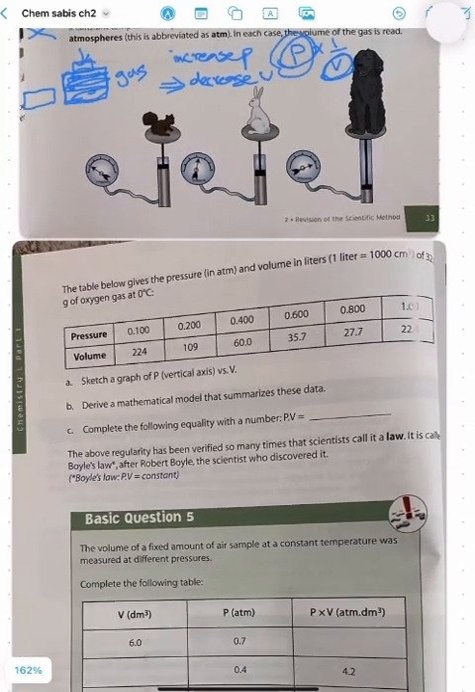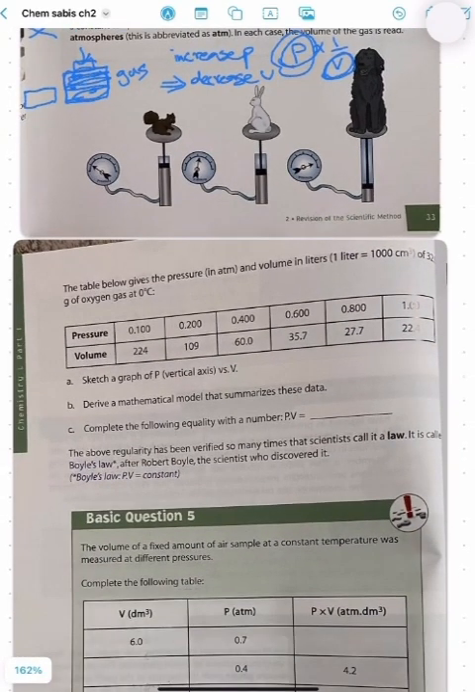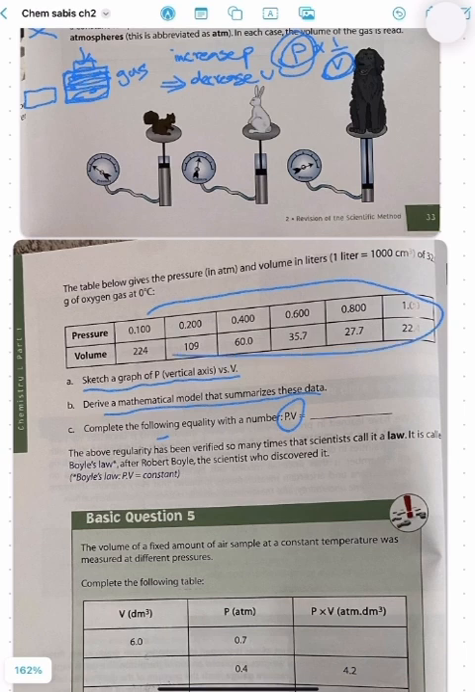And these are some of the calculations. It tells you to sketch a graph of pressure versus volume and see what will happen, derive the mathematical formula that summarizes it, and correct the equality with a number. So P times V, how much is it? It should be the same throughout the whole measurement, meaning if you multiply this, it should be a number, this a number, this a number, which is, I think, 22.4.